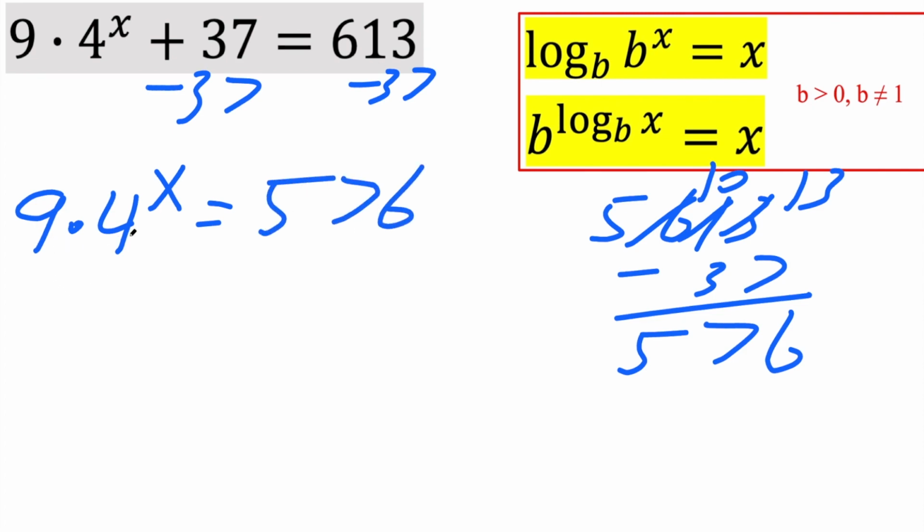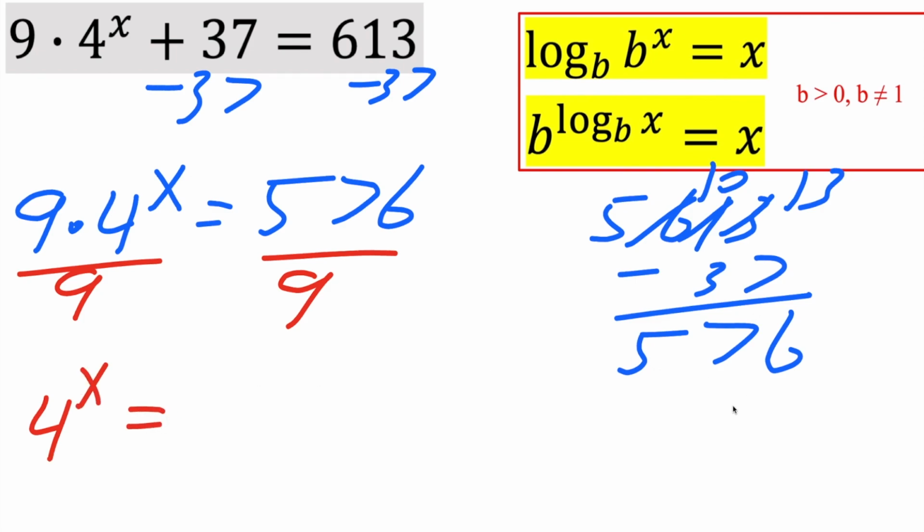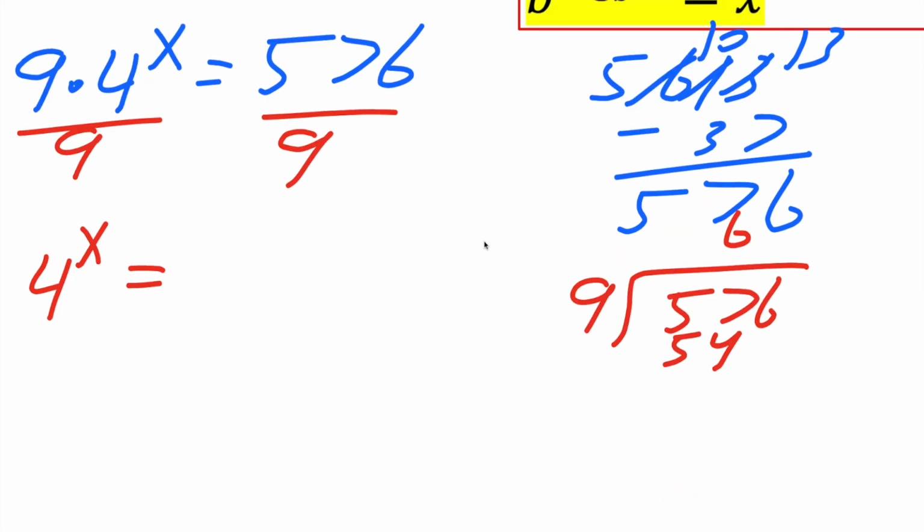So you're saying 9 times 4 raised to x, the opposite of multiplication is division, so we're going to divide by 9. We get 4 raised to x is equal to, we can do the old-fashioned division. Let's divide. How many times does 9 go into 57? Well, 9 times 6 is 54, so we put a 54. We're going to subtract it, we get 3. Bring down the 6, you get 36. 9 times what gives you 36? 4. So we get 64.